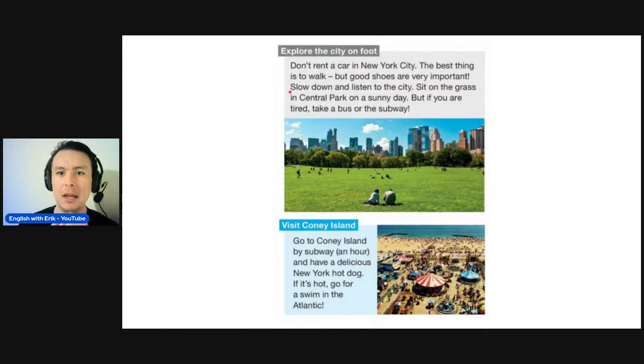Let's continue. Slow down and listen to the city. Sit on the grass in Central Park on a sunny day. Go ahead.